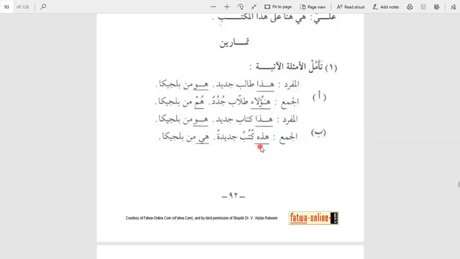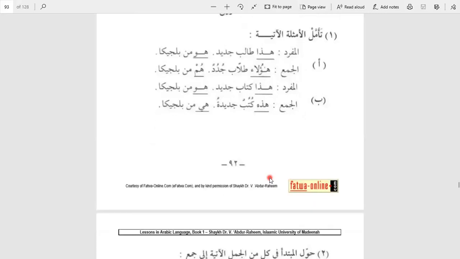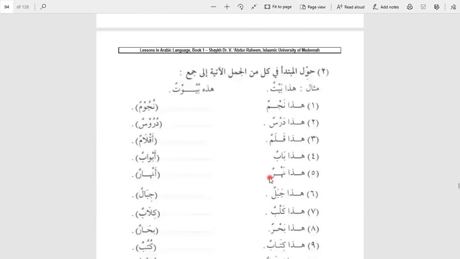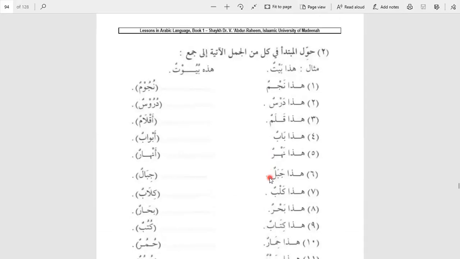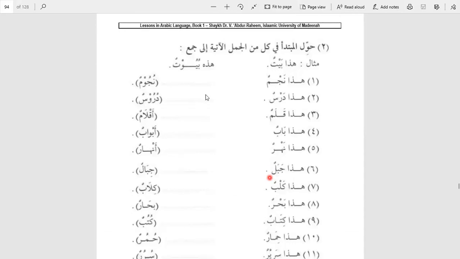So I want you to take note of the differences. If you master these differences and understand them, these principles are the ones that we're going to use in most cases. So you need to understand the difference of these concepts. We are going to be looking further at some of the exercises here: حوّل المبتدأ في كل من الجمل الآتية إلى الجمع. We have been doing this in previous lessons since we studied plurals, and now you understand some of these words.